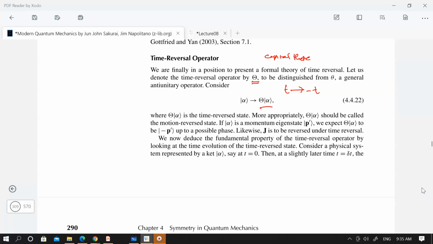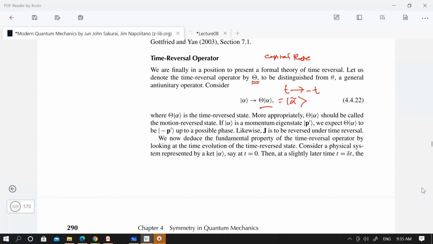Acting on this state gives, well, in our case before, your alpha tilde. There are some things that one actually expects to happen, but we will try to do this properly. If, for example, your alpha here is your momentum eigenstate, say p dash, then you would expect that this will turn to a minus p dash, and so on and so forth for the other things.